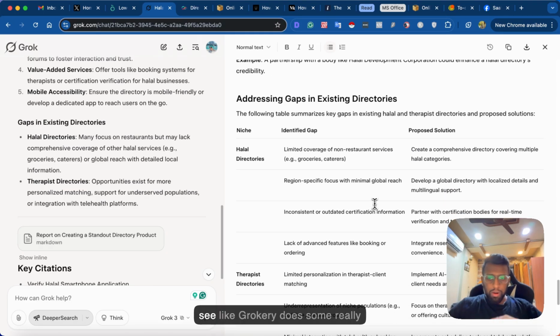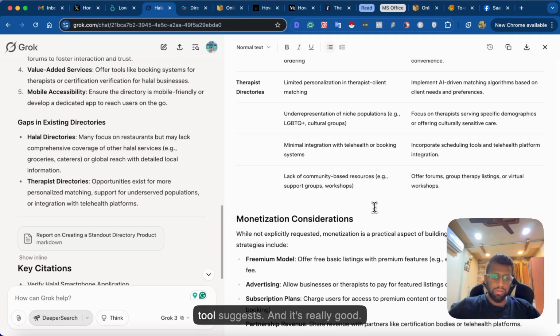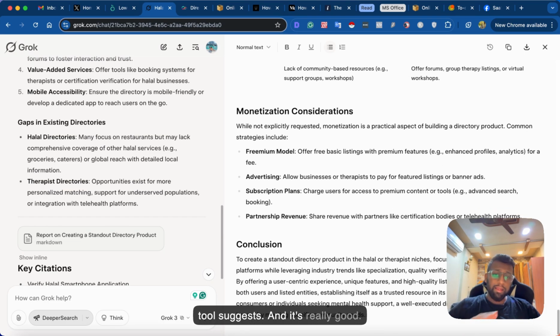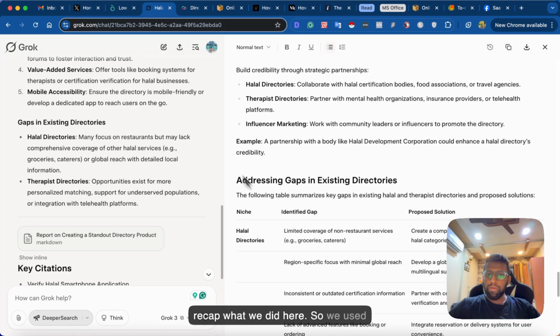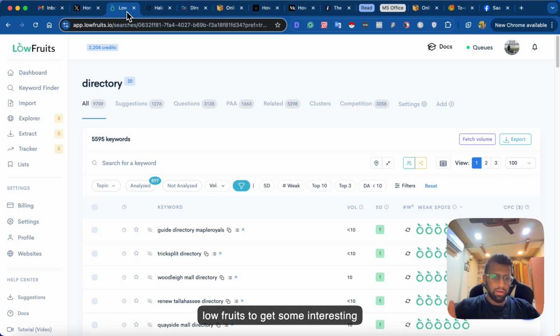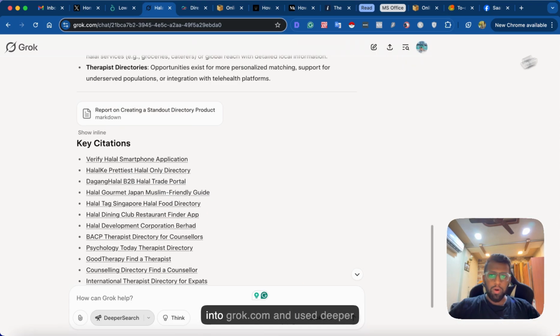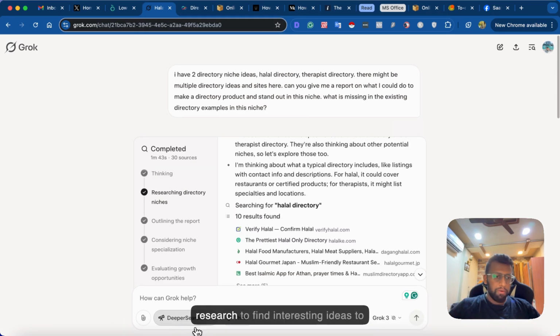And as you can see, Grok does some really interesting deep research, as the tool suggests. And it's really good. So I'll just recap what we did here. We used LowFruits to get some interesting directory niches, and then we did some manual filtering, or maybe you can export it out. And what I did was put this prompt into grok.com and used deeper research to find interesting ideas to scale up in that particular niche itself.